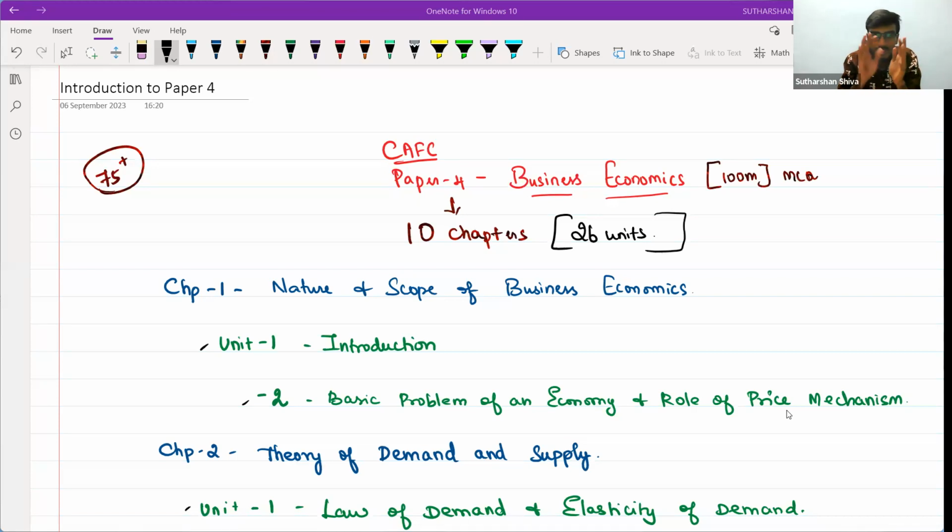Concentrate on the chapters, focus on the areas you want to learn. For some people, the theory of demand and supply will be more and more interesting, and they will learn to the depth of the subject. So make sure you learn paper number 4 with good conceptual clarity.